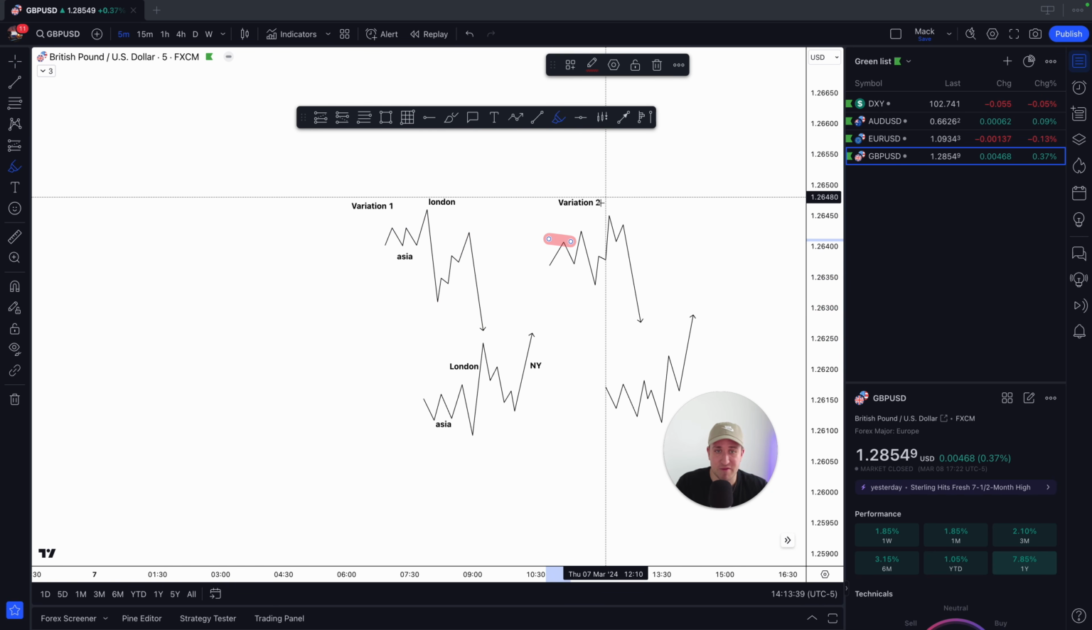Sometimes we'll have a sweep of Asia. Focus on this one over here, guys. This is variation 2, where Asia will get swept. Then London will have a break. We'll sweep London one more time, and then New York session will reverse.